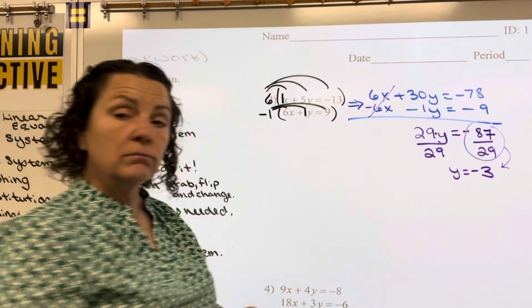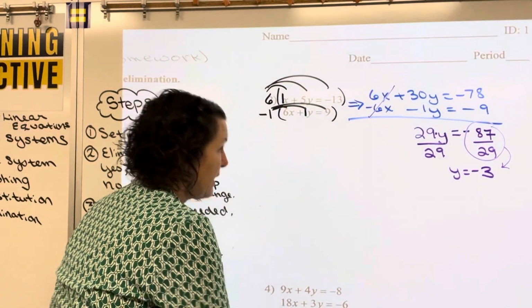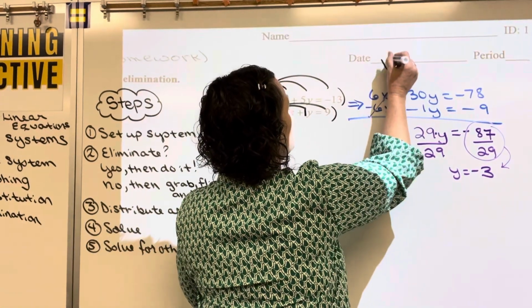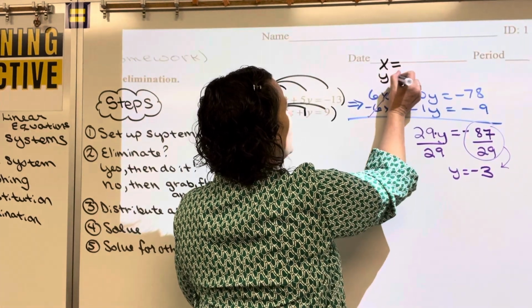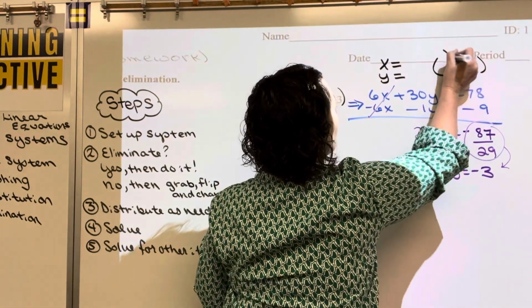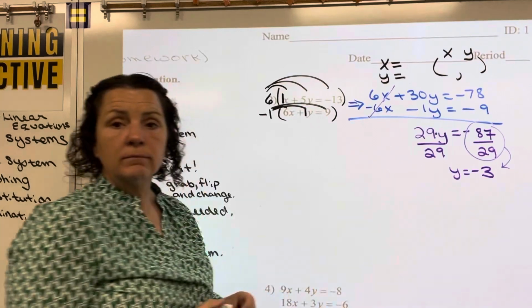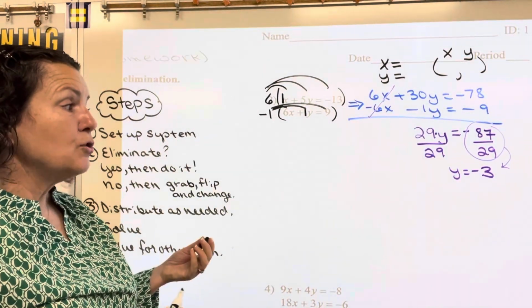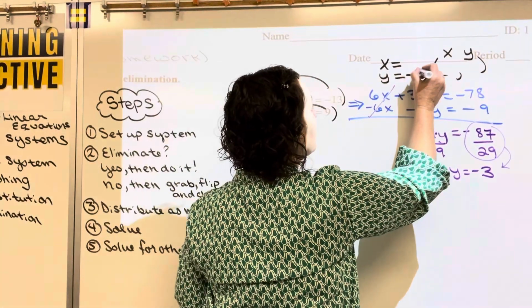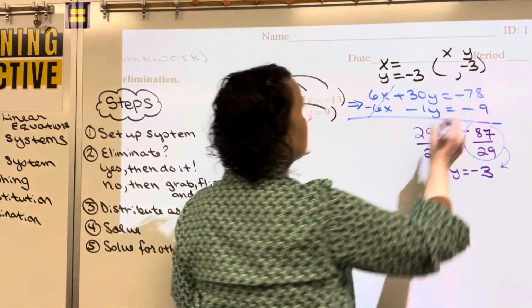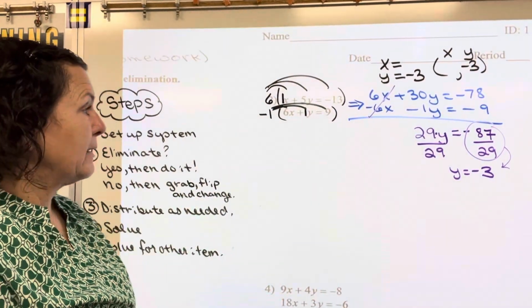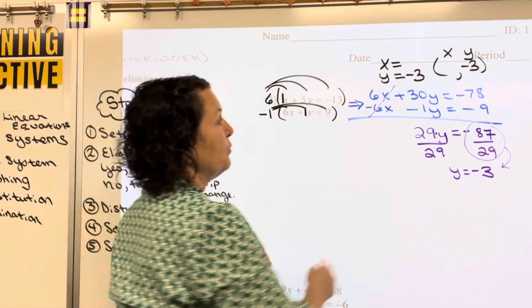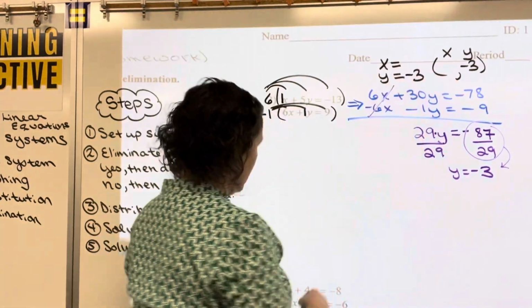Cool. Now let's remind ourselves what an answer is to this kind of a question. We have x equals, y equals, or we can write it as a point. Okay? We now know who y is. Y is negative 3. Make sure you place it in the appropriate spot for the y guy. Now that means that clearly we are missing x guy. We need to go find that guy.